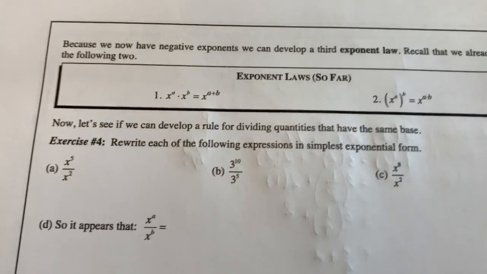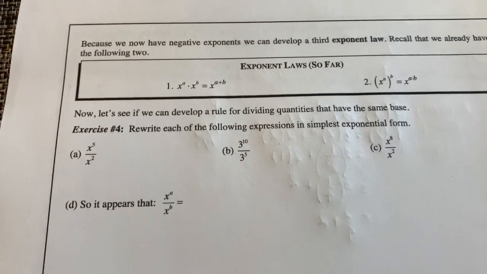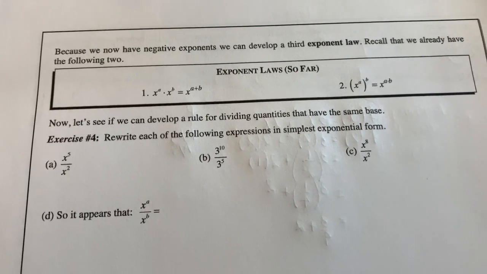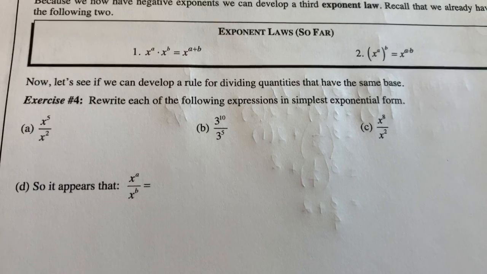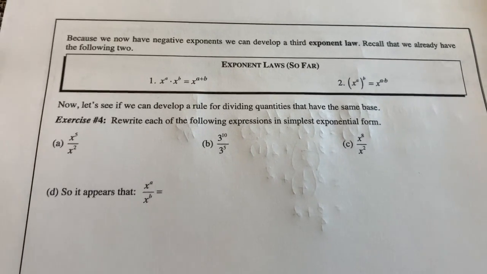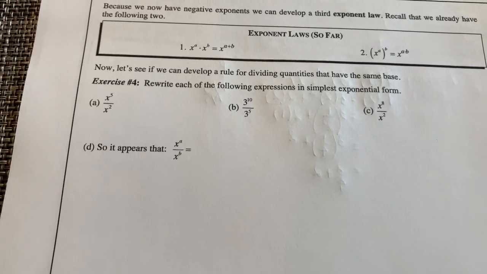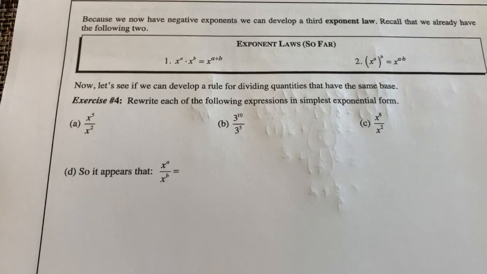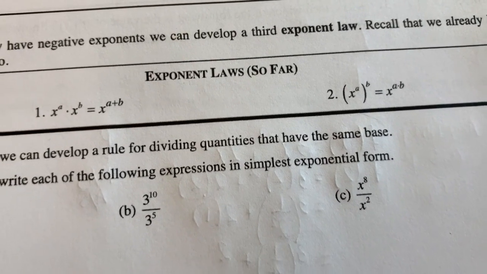Let's do one more. We'll look at exercise 4. So now that we have negative exponent rules, we can develop a third exponent law, and that's the division one. We've already learned that, so we're not going to talk too much about that. So far what we know is when we multiply exponents, we keep the base and add them. And when we do power to power, we keep the base and multiply them.